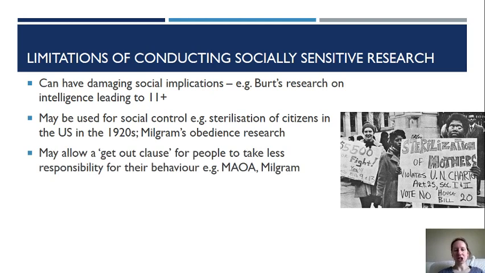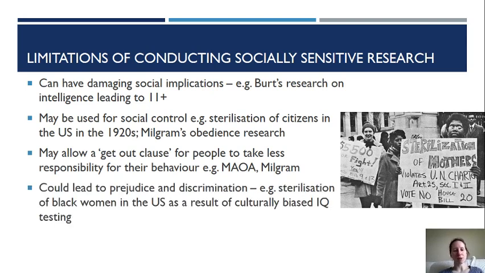Another limitation is that it gives a get-out clause, so that people take less responsibility for their behaviour. So, for example, research about the warrior gene, MAOA, can mean that people can argue in court that actually there's a genetic basis to their aggression and that it's not their fault. Equally, Milgram means that people can argue that situations caused their obedience, it wasn't their fault. So socially sensitive research could have those sorts of implications.